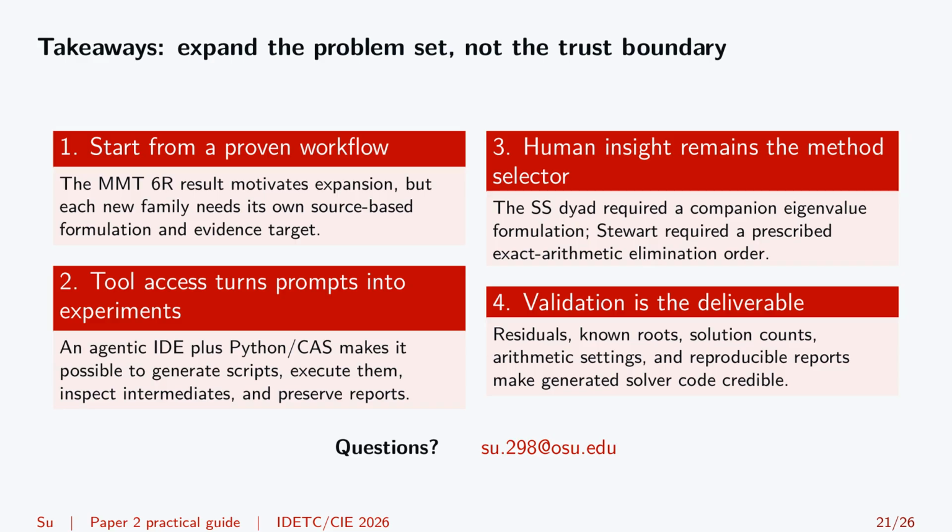The takeaways are fourfold. Start from a proven workflow, give the agent real tool access, keep the human as the method selector, and treat validation as the deliverable. If you do that, an LLM can be a useful collaborator for kinematics engineering without expanding the trust boundary beyond the evidence.